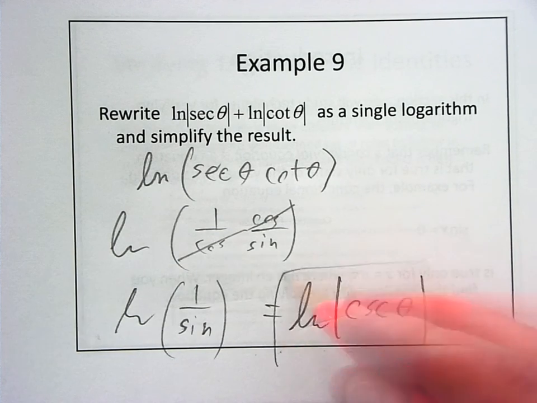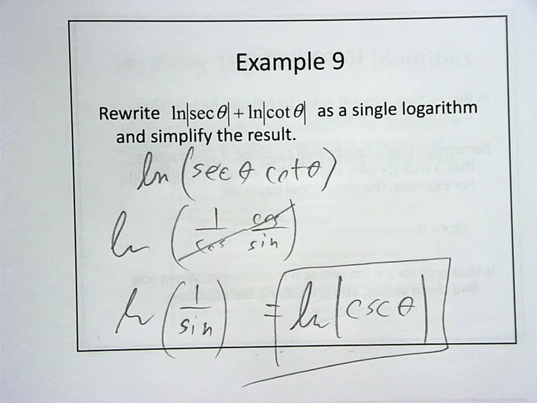Now why would they put absolute value there? Because you can never take a log of a negative number. So it is just natural log of the absolute value of cosecant.